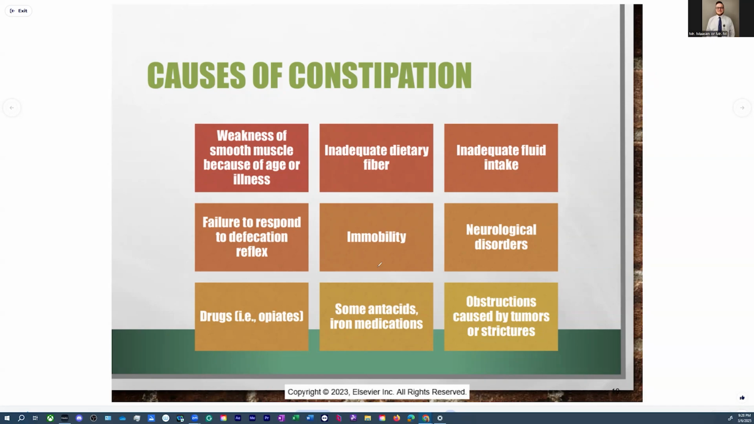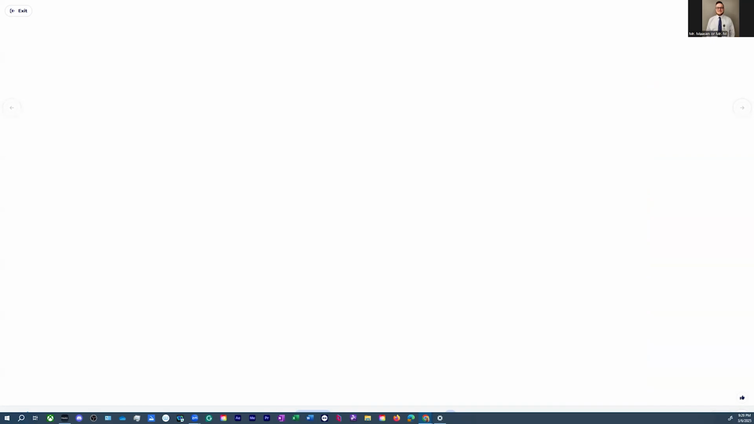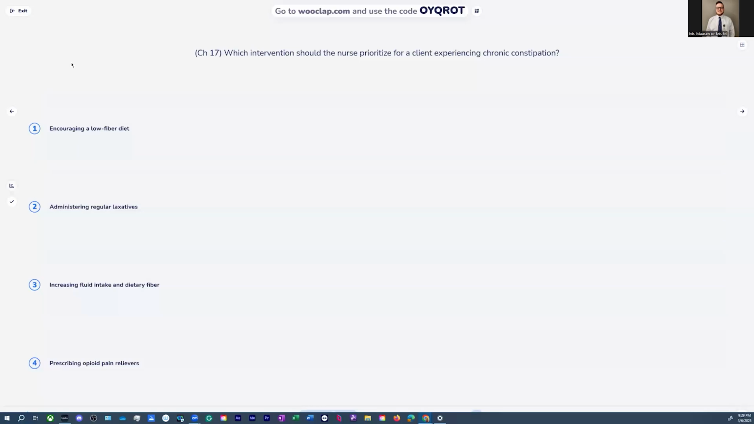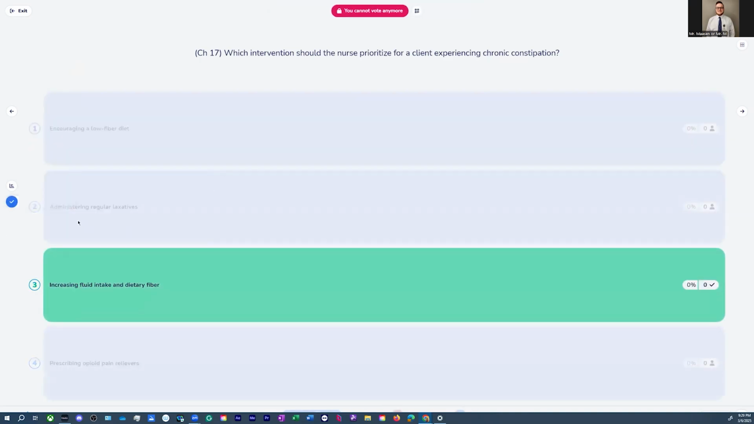So you want to make sure you have a general idea of some of these causes of constipation, because if I gave you a patient scenario, well, let's look at the question. Sorry. So here's a question for you. Which intervention should the nurse prioritize? So we're talking about prioritization. We may do all these things, but what will we prioritize for clients that are experiencing chronic constipation? Give you a second to answer. And if you chose number 3, you're correct.